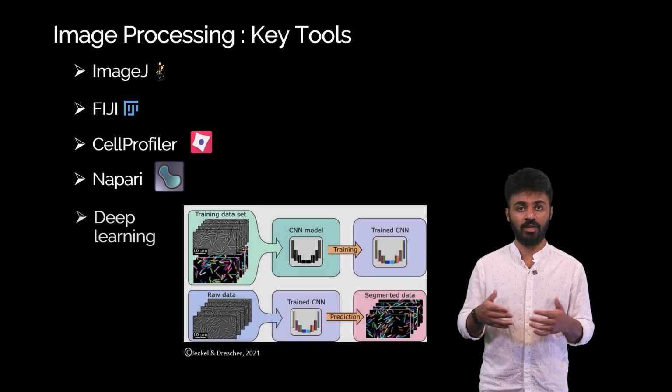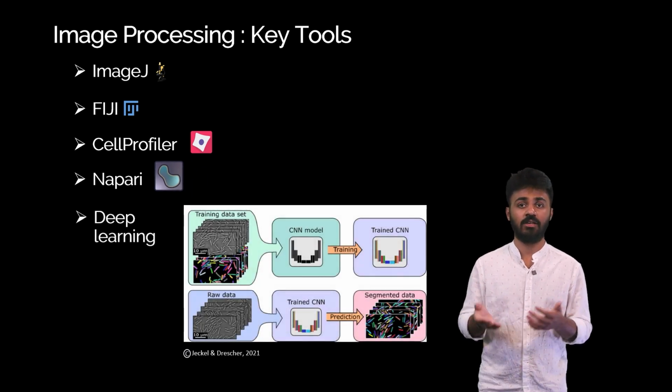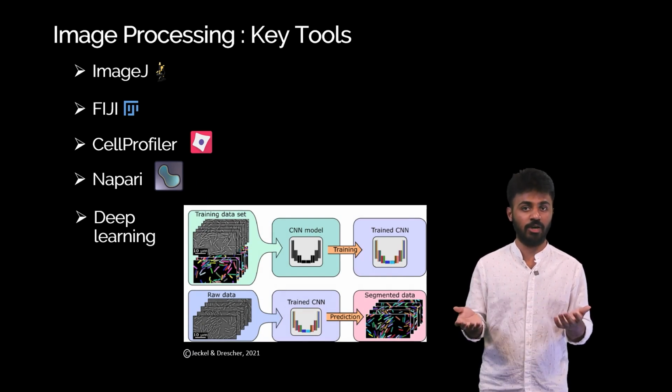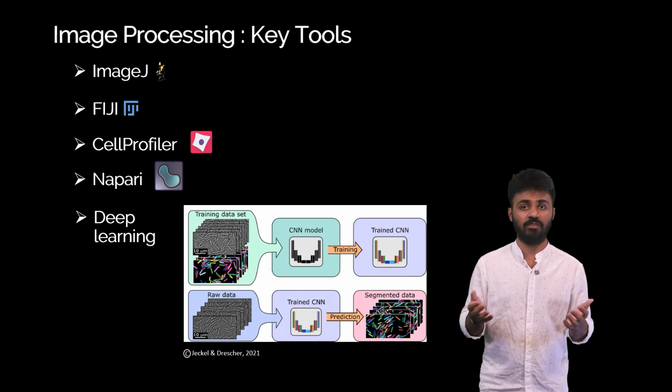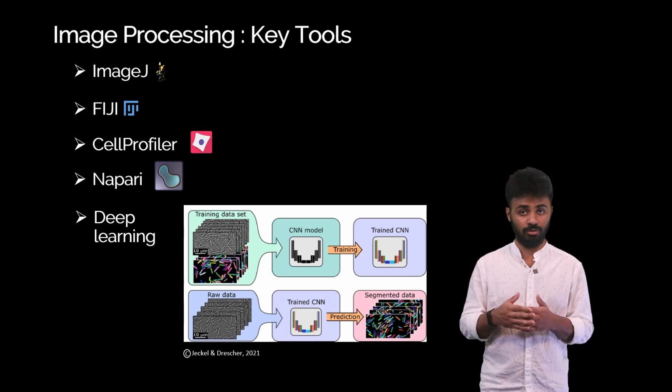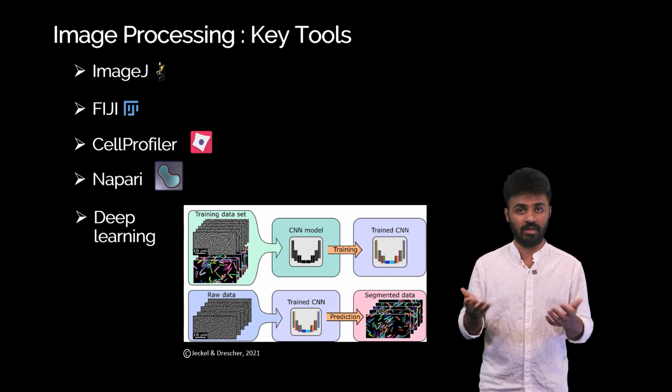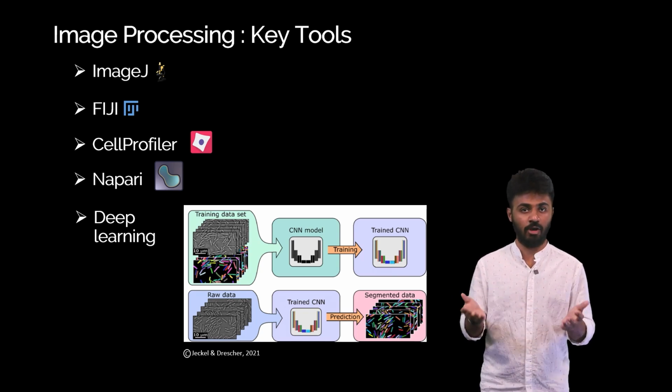Image processing using deep learning and artificial intelligence is a rapidly growing field in bioimage analysis. One of the most popular deep learning architectures used in image processing is the convolutional neural network, CNN. CNNs consist of multiple layers of filters that extract increasingly complex features from the image data. These features are then used to make predictions about the image, such as classifying it into different categories or detecting specific objects within the image.